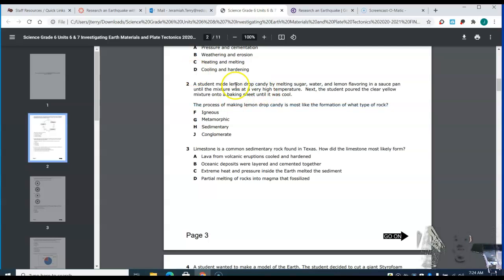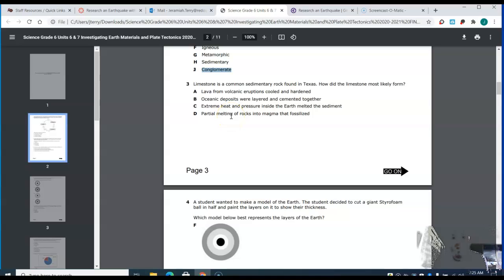So how is what they did here, making the candy, similar to making a certain kind of rock? Think about the rock cycle. Is it F, igneous rock, G, metamorphic rock, H, sedimentary rock, or J, conglomerate? We haven't talked about that word.